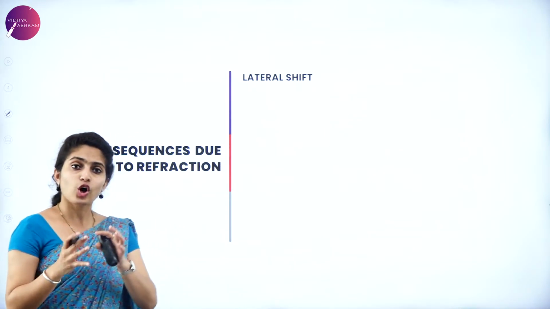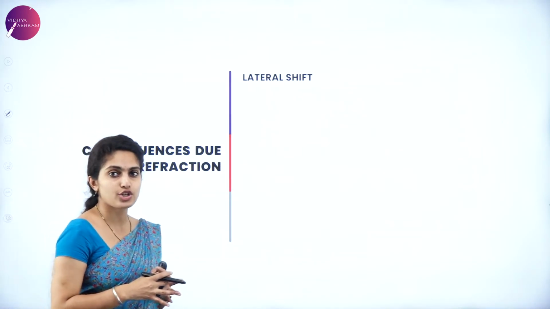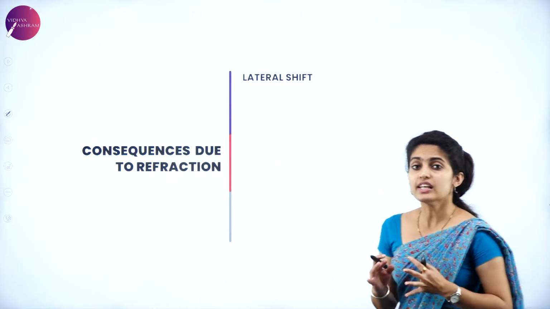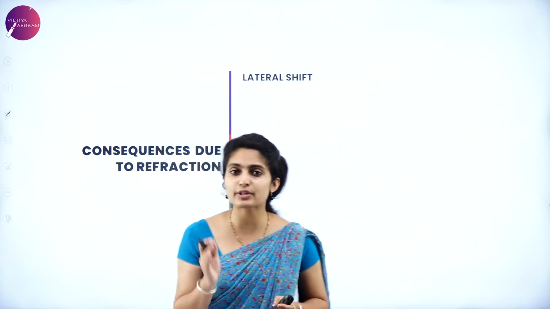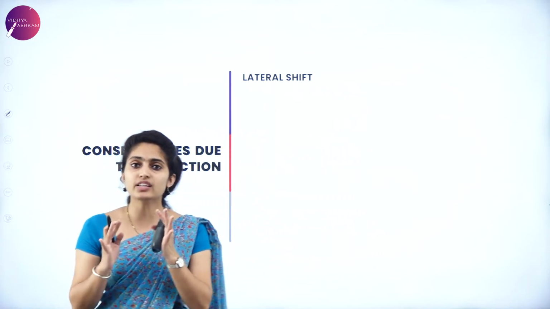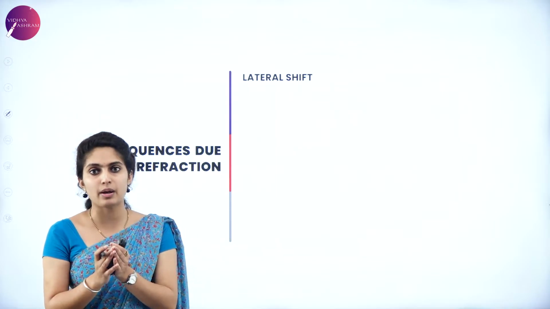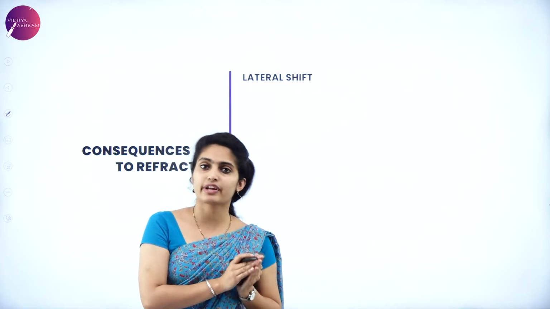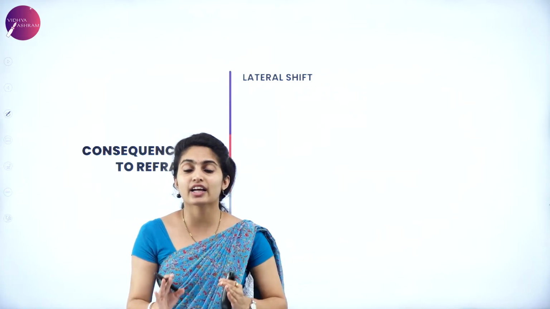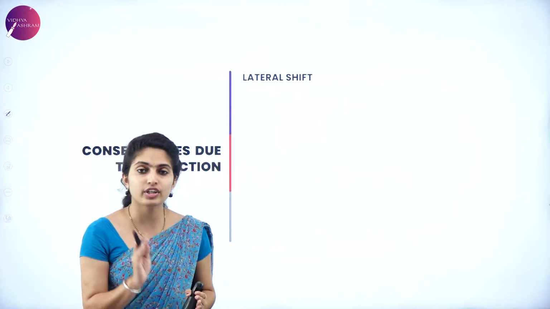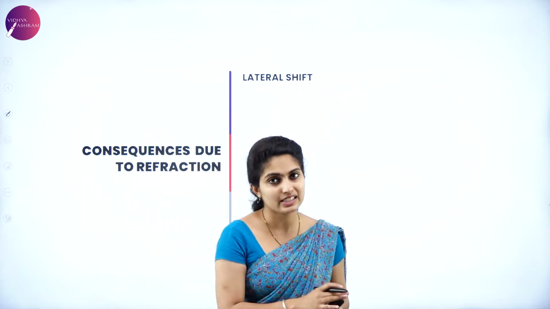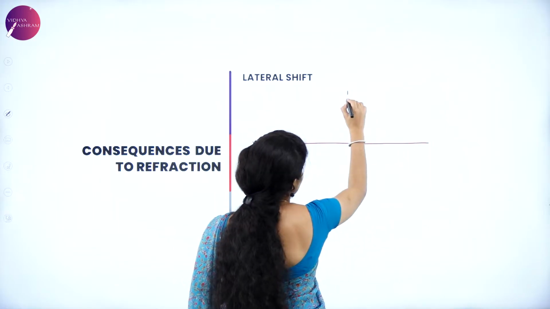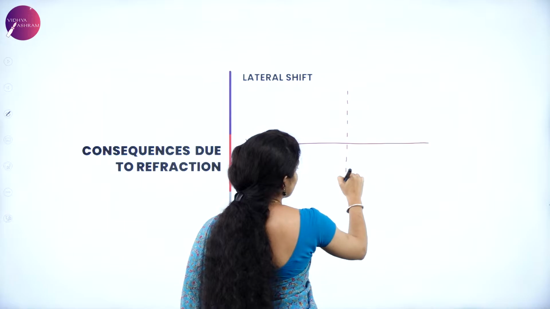Next, we are coming to the consequences due to refraction. What are the consequences of refraction? Call it a lateral shift. What is meant by a lateral shift? Lateral shift means there is a shift between the path of the incident ray and the refracted ray, which I had called the angle of deviation, but we don't give the angle of deviation, we just measure its length.